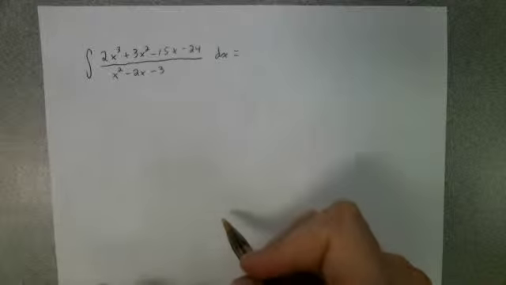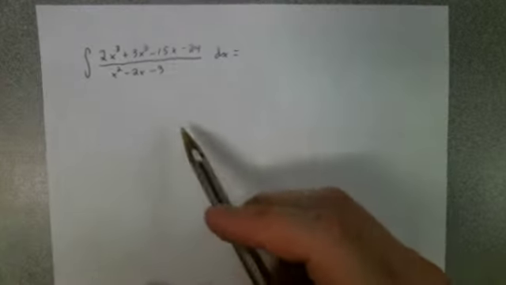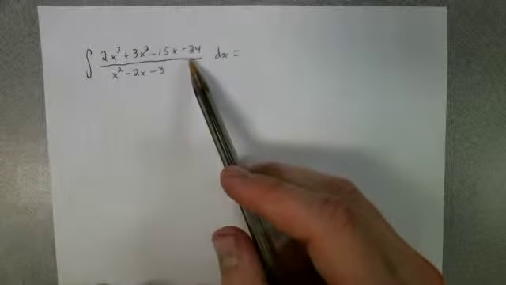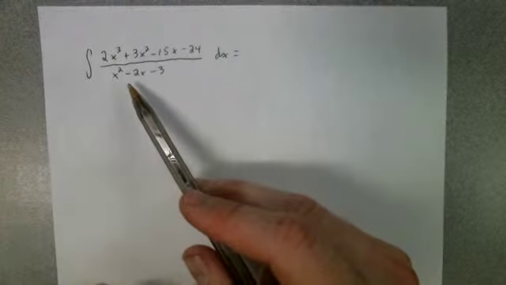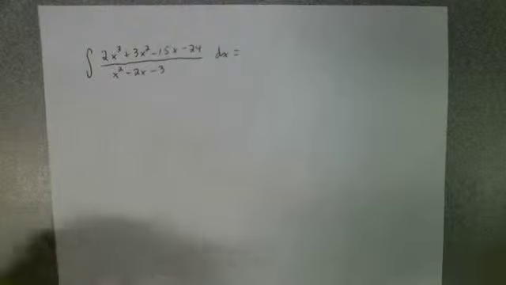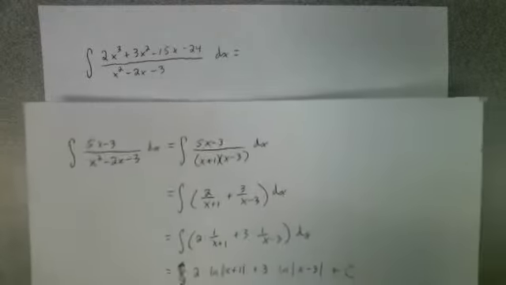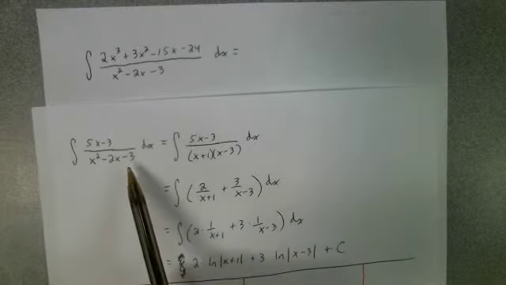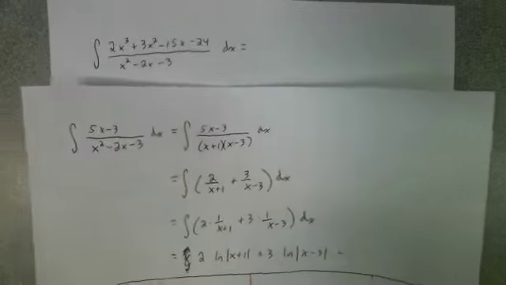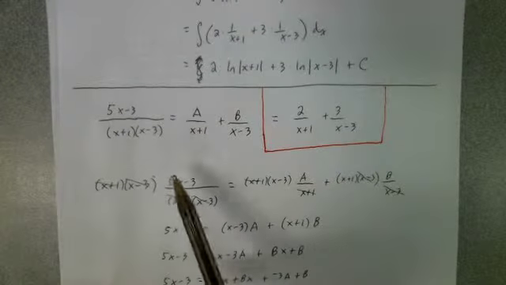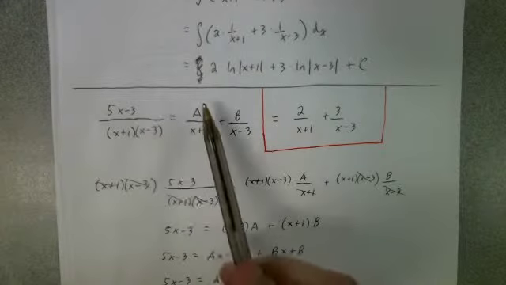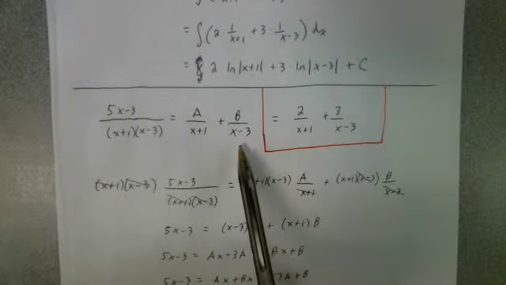Okay, new problem. Let's say we want to find the antiderivatives of 2x cubed plus 3x squared minus 15x minus 24, all over x squared minus 2x minus 3. Now you might say, I know how to do this problem. This is just like our last one. You might be thinking, all right, what we've got to do is factor the bottom, make it look like this, and then do that partial fraction thing. We'll take our fraction here and guess that it looks like A over x plus 1 plus B over x minus 3.